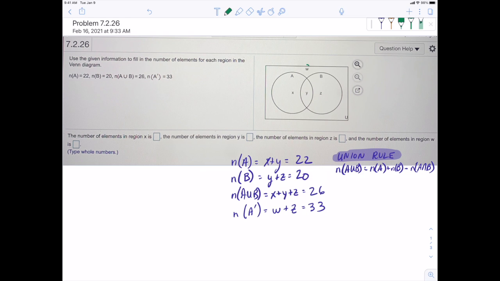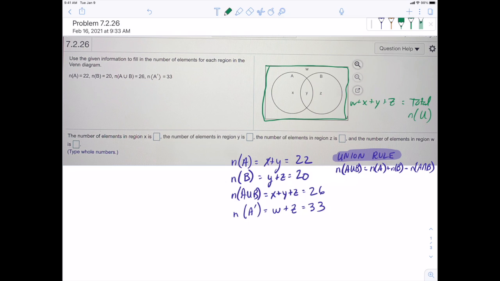But then we have this thing that's outside, that's neither in A or B, and we're calling that W. So if you look at everything that's either in A or B or not in A or B, you get x plus y plus z plus w, and that equals the total. Or sometimes we call it the n in the universe.